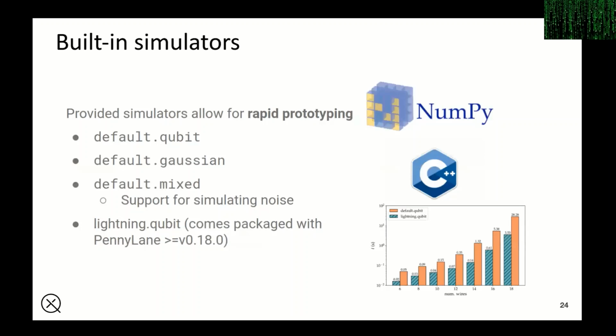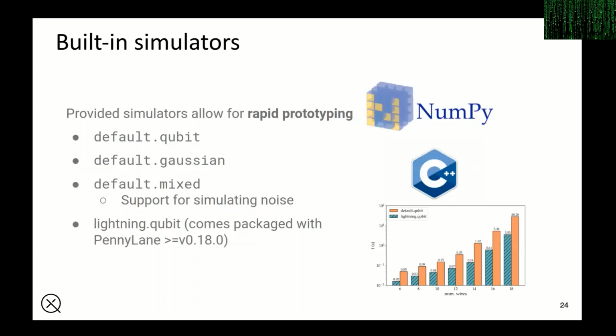We have another device called default.gaussian that is helpful when simulating certain continuous variable-based devices. It's basically a device for continuous variable-based simulations. It is mostly minimalistic, so its capabilities range over basic continuous variable quantum circuits. If you would like to simulate more complex CV-based circuits, you can check out, for example, the Strawberry Fields software library that we provide from Xanadu.